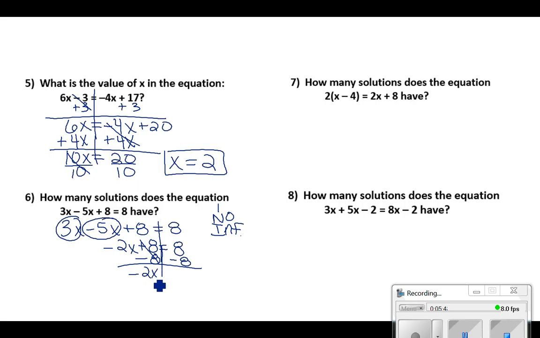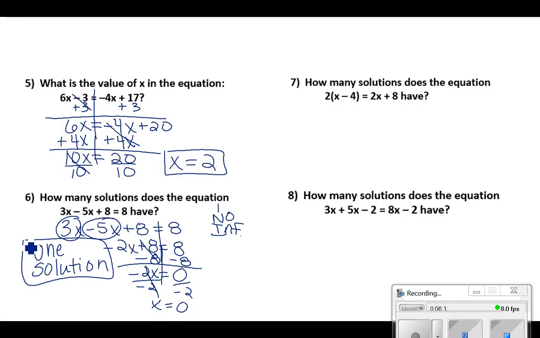Negative 2x equals 0. Divide by negative 2, divide by negative 2, x equals 0. So for this one, we have one solution, and that would be 0.